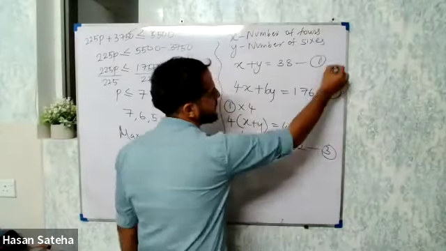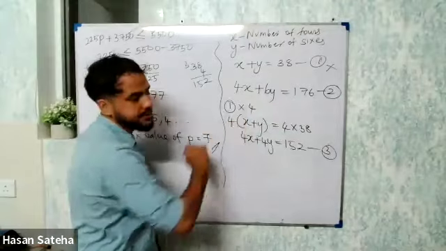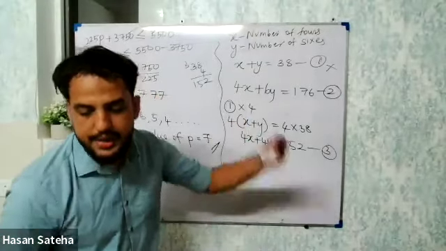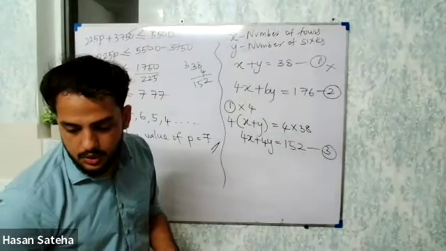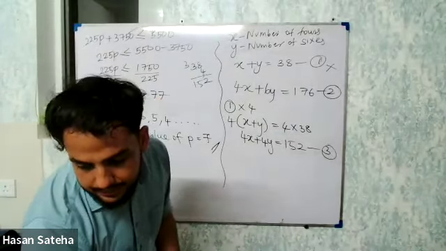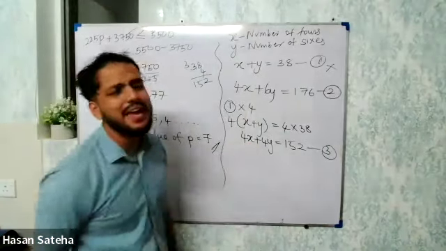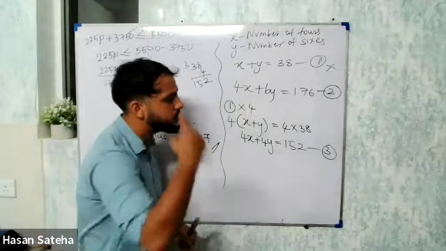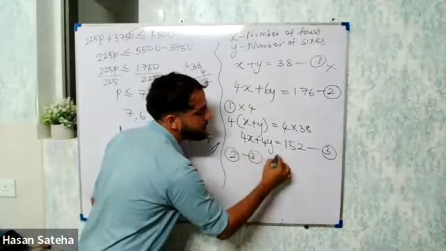I've converted the first to the third, we don't need this, right? Now both are 4x here. To remove the x, add or subtract? Subtract. If you add it, it will become 8x. So definitely subtract. Now think and tell me, is it 2 minus 3 or 3 minus 2?